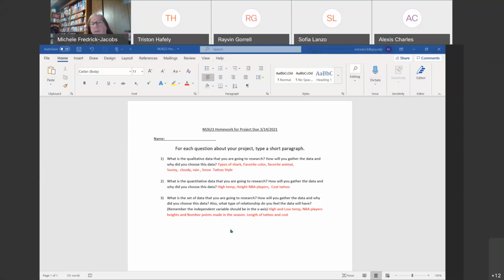You don't have to do any of the graphs or anything else. It's just what's written here: the type of data, how you'll gather it, and why you chose it. If you don't want to do a survey, pick something you can look up online.